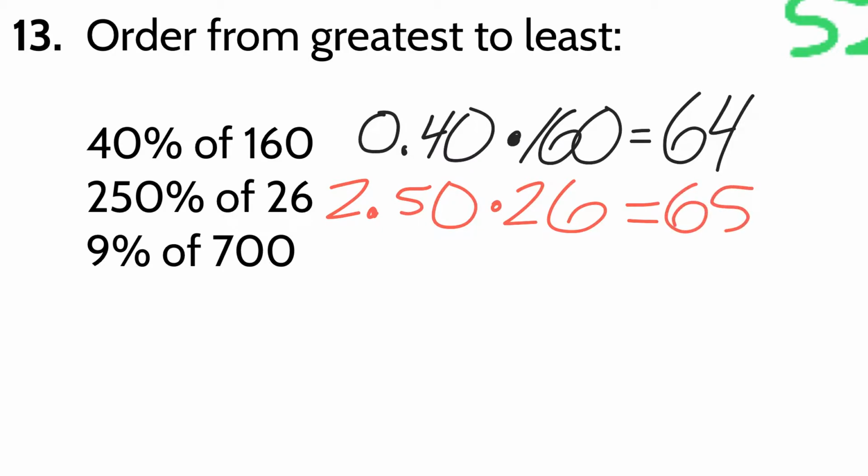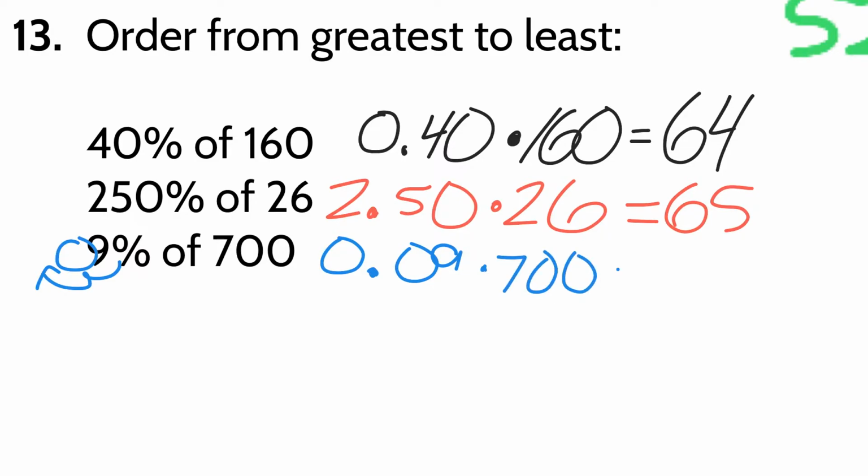Wow. Now 9% as a decimal is not 0.9, it's 0.09. When you move that decimal over twice to the left, be careful. A lot of times we accidentally write 0.9. That's 90%. So 0.09 for 9% times 700 is 63.